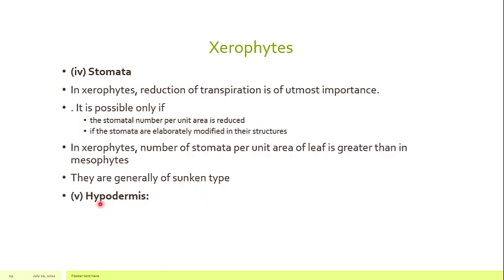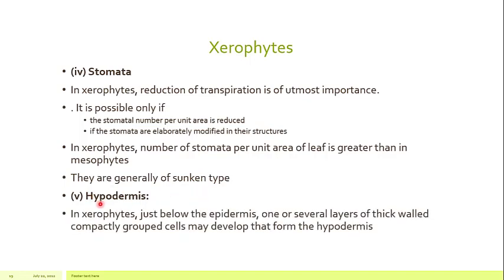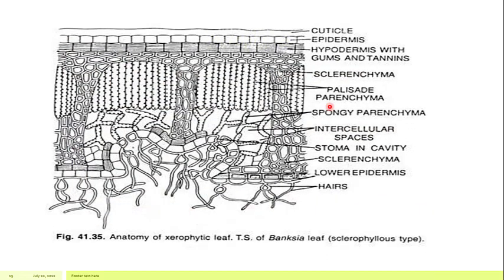Next we have the hypodermis. The hypodermis is present below the epidermis, and it is also protective in function. In xerophytes, just below the epidermis, one or several layers of thick walled, compact, grouped cells may develop that form the hypodermis. So here we can see there is a cuticle, the epidermis, and after the epidermis there is a hypodermis with gums and tannins. All of these structures are protective in function. They are all made to reduce water loss, so that water loss is at a minimum.